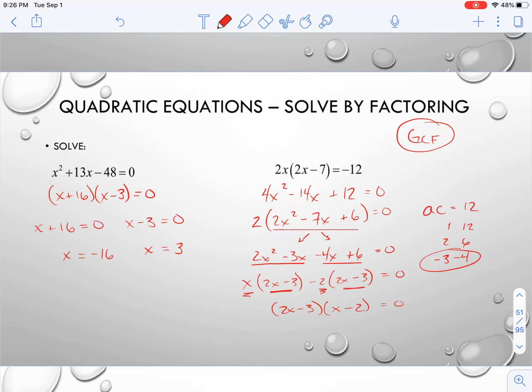So again, from here now I can set each factor equal to 0. So we're going to end up with 2x minus 3 equal to 0, and x minus 2 equals 0. And we're going to get solutions of x equals positive 3 halves and x equals positive 2.